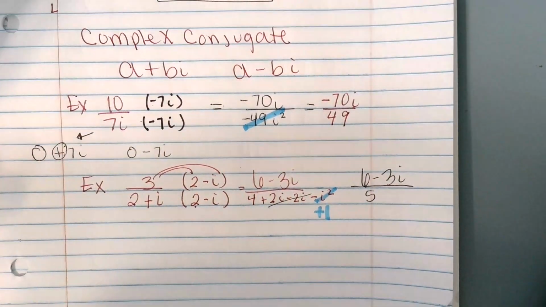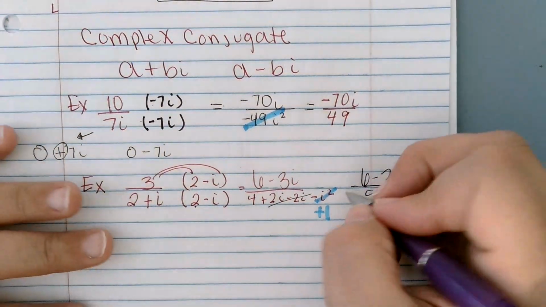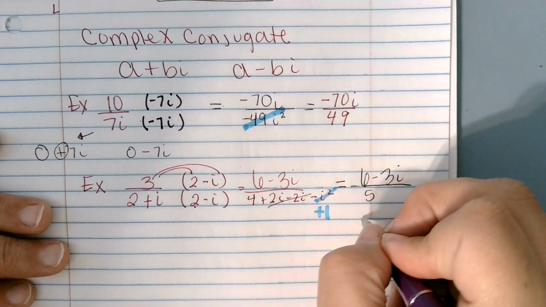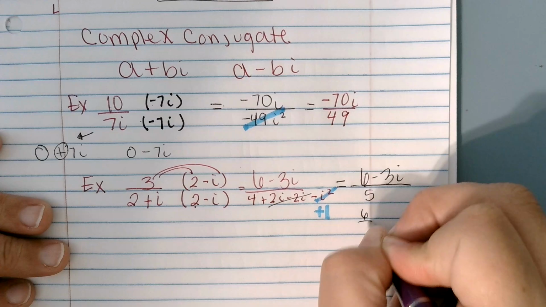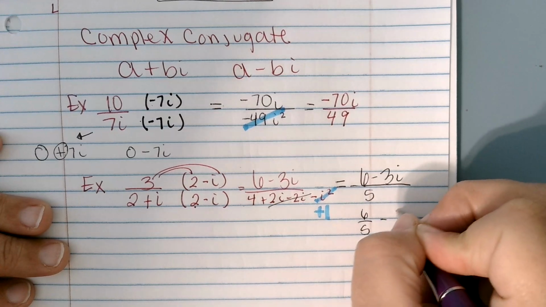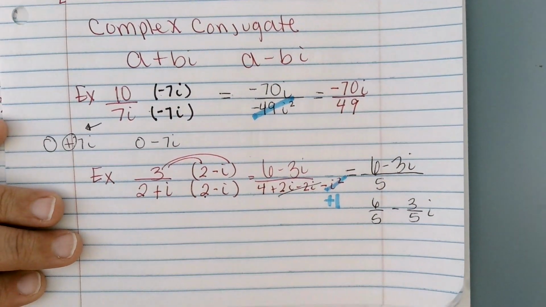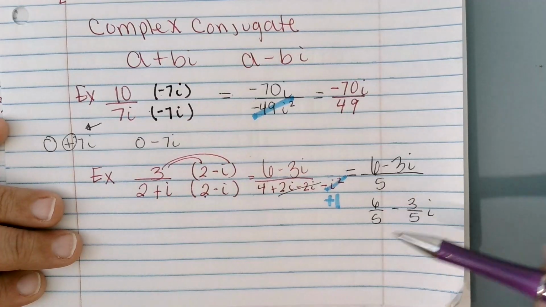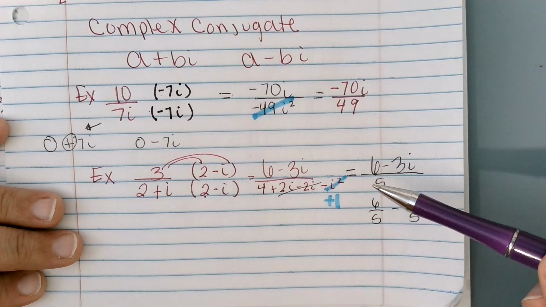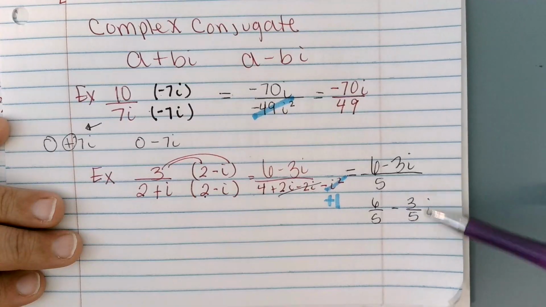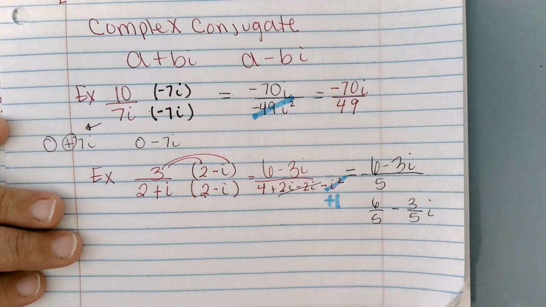Now this is a fine answer. I will accept this answer. This is perfect. You can leave it like that, box it, and be done. You can also write it by splitting the fractions. That's also the correct answer. And this, a lot of professors like to see it like this because this is written like a complex number with our real and our imaginary part. But I will accept either one.